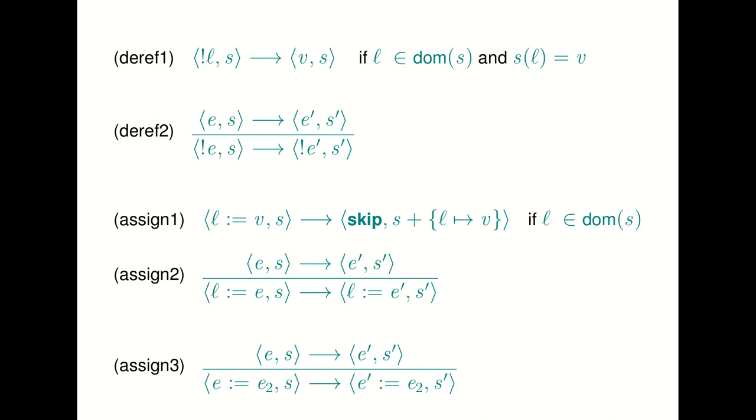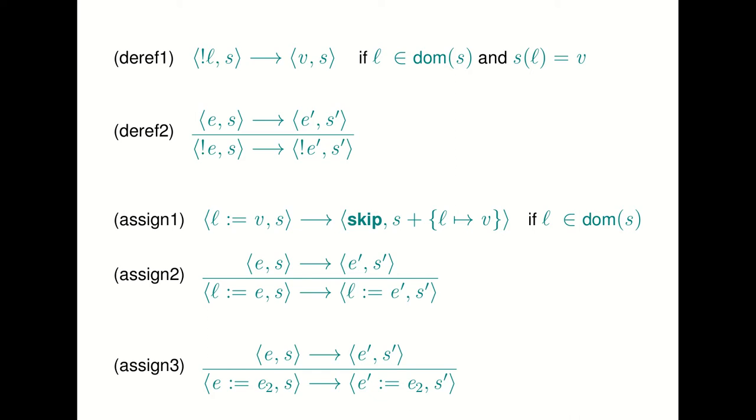And then the reduction rules for dereferencing and assignment will also work the way that you expect. When we want to dereference something, bang e, we don't know which location to look at until we have e as a value. So we're going to evaluate e to e prime, and then bang e to bang e prime. And then finally, when this reference expression is a value, we'll have bang L. At this point, we can look in the store, and if L is in the domain and S of L is equal to v, then this dereference expression, bang L, is going to evaluate to v, because we're looking it up in the store.